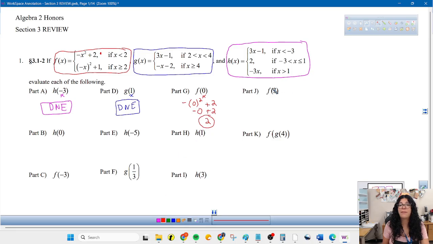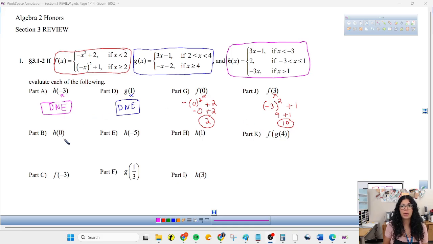My next one, I have f of 3. So I'm going to be using the same piecewise function, f of x, but this time I have a different x value that I'm plugging in. I'm plugging in 3. So the question is, does 3 fall into the first equation or the second equation? Well, 3 less than 2 is false. So is 3 greater than or equal to 2? Yes. So I'm going to be using the second one. I'm going to be plugging in x here, which is going to be negative 3, and notice the negative 3 is in parentheses, squared plus 1. So negative 3 squared, that's 9. 9 plus 1 is 10. So part J is 10.